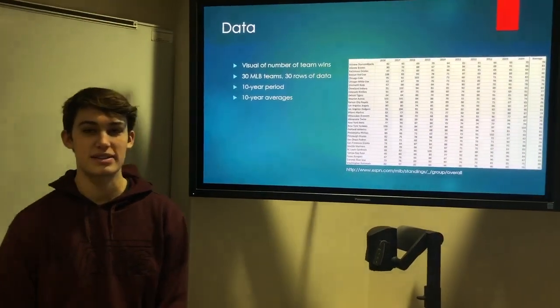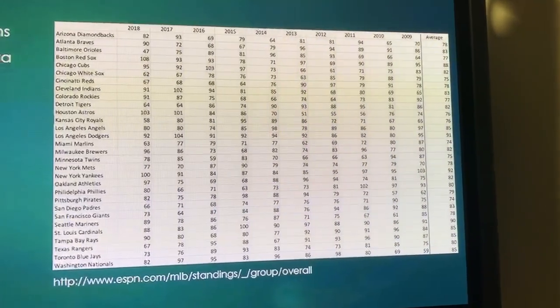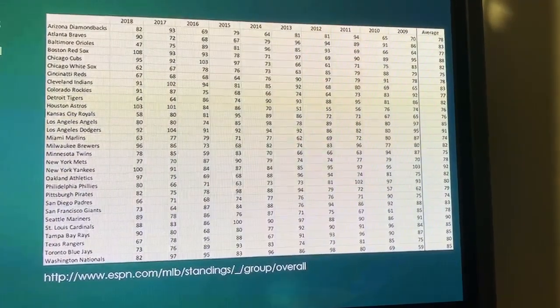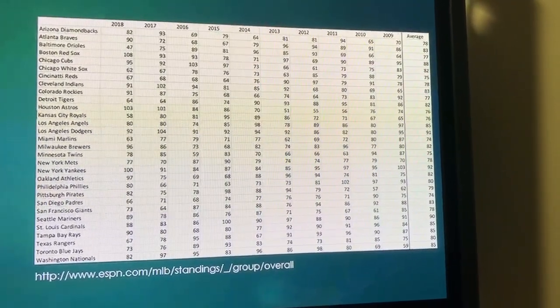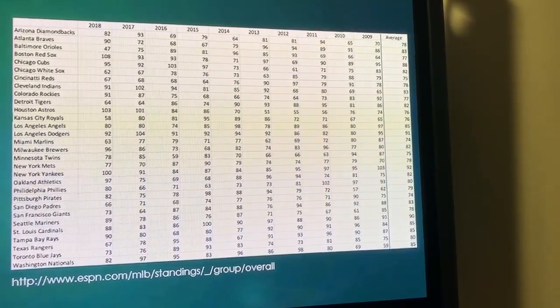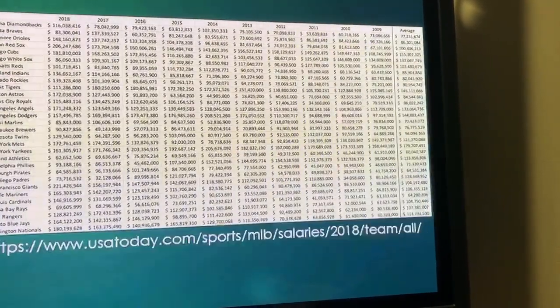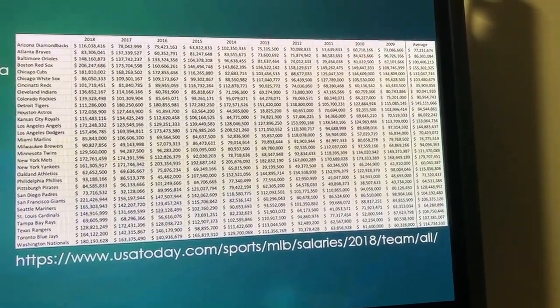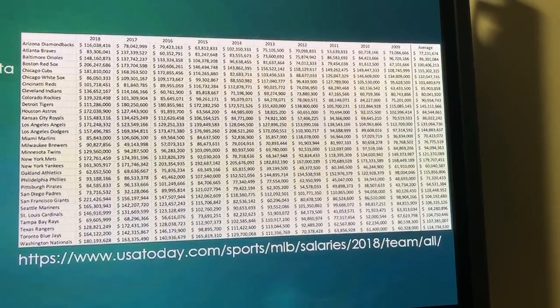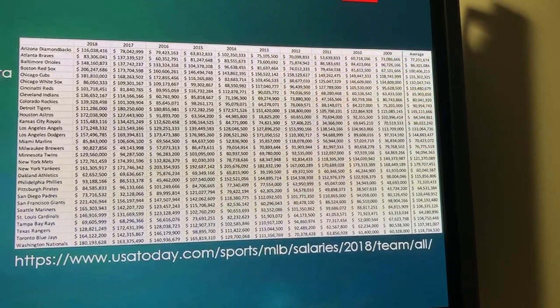Hello, my name is Patrick Bakken, and I'm going to be telling you about the data that we used for this project. So, for the number of wins, we have each team listed as 30 rows, as well as the number of wins over a 10-year span, and then the average number of wins in the last column. We gathered all of this data from ESPN.com. For the spending over 10 years, we have 10 columns for spending, the 30 teams as well in the rows, and then the average spending in the last column.